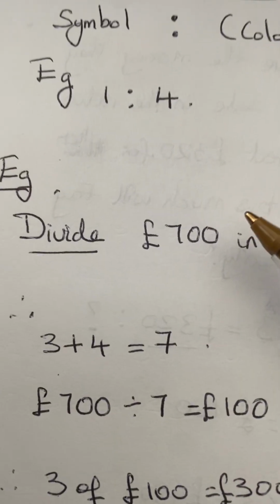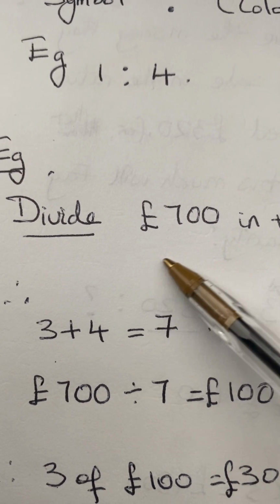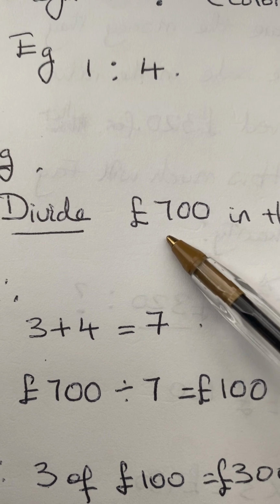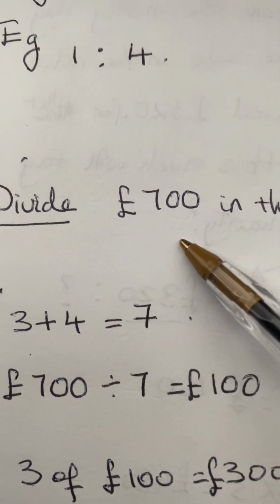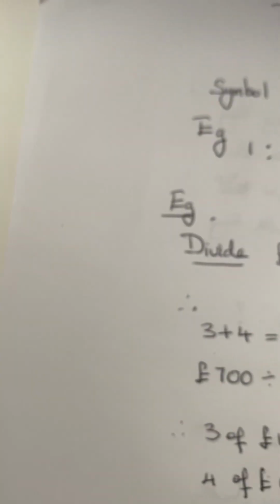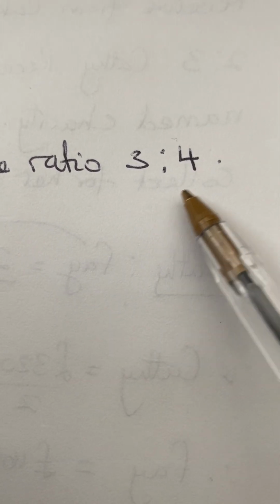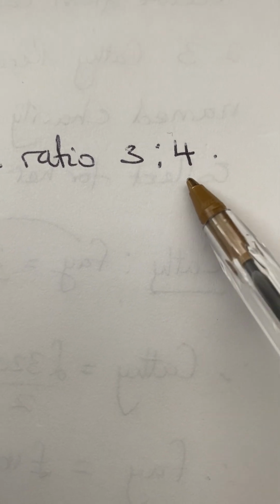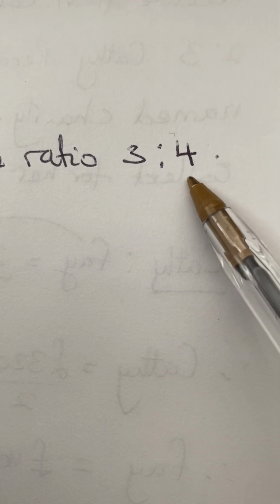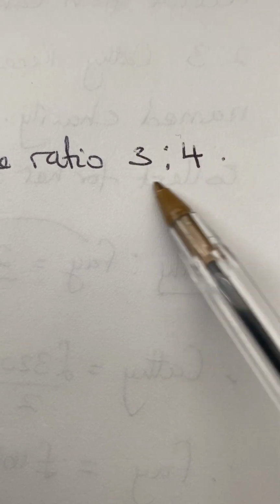Okay, so today we'll look at some examples. So here I have a money question. Divide £700 in a ratio of 3:4. So first of all, the ratio that you need to divide the money into is 3:4. So 3 portions to 4 portions. So you need a total of 7 portions.